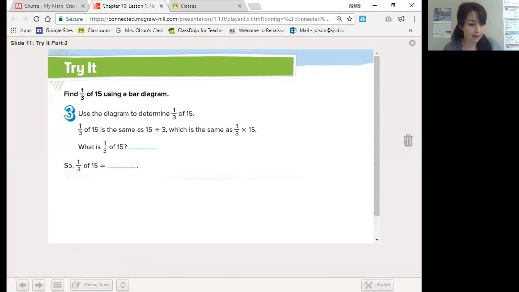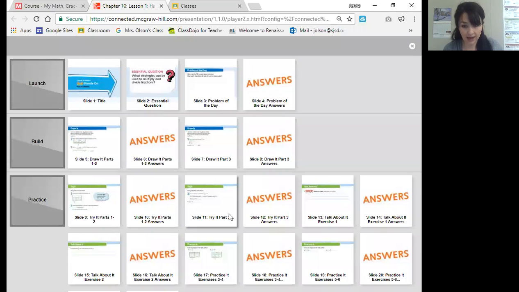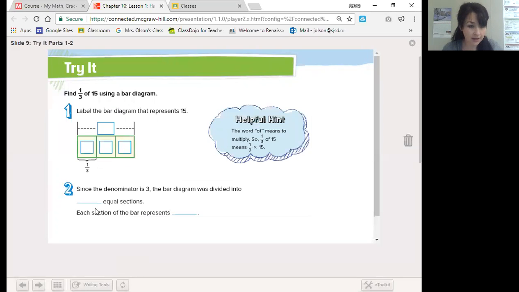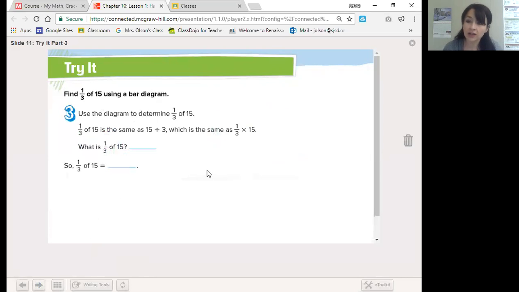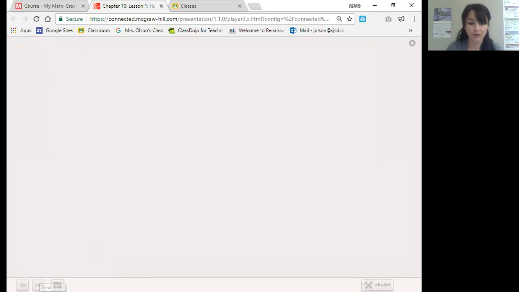So I'm just going to check and make sure really quick that they haven't drawn it for you. I don't think that they did. Okay, this was our one before. Oh, it's about the same problem. So you don't actually have to draw the bar diagram. It's talking about the problem before. So what is 1/3 of 15? We said it was 5 already. So 1/3 of 15 is equal to 5. Fill those in. Good job, you guys.